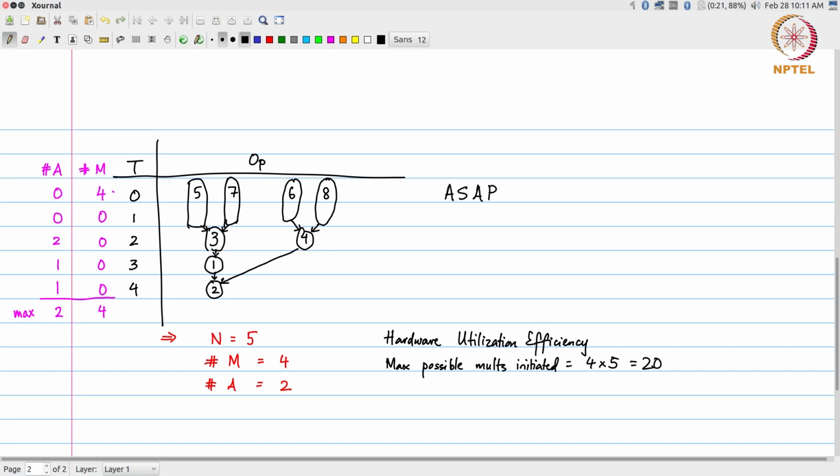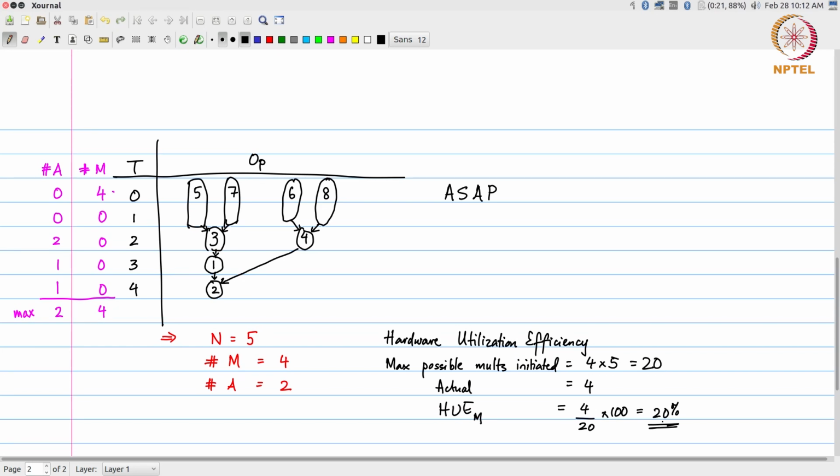How many are actually executed? 4. I have only 4 multiplications. So the hardware utilization efficiency for the multiplier is equal to 4 by 20 into 100, which is basically 20%. So how do you visualize that?